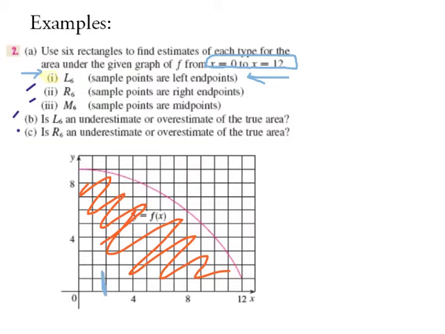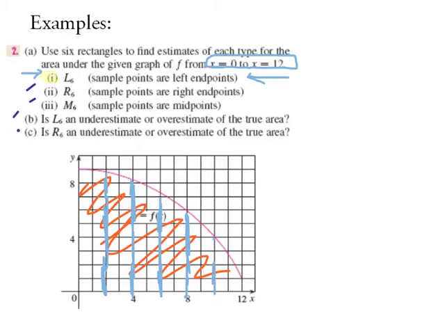So the first thing I'm going to do is just split this up. Now you know I'm going from 0 to 12, so it's probably intuitive that each one of these rectangles is going to be 2 units wide. So I'm just going to sketch these in, and I'm only going to go up to the curve, and then I'll fill in the top parts of the rectangles in a minute.